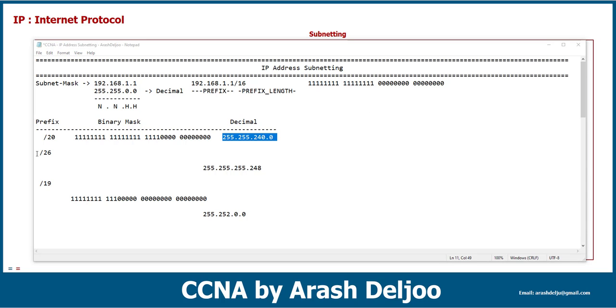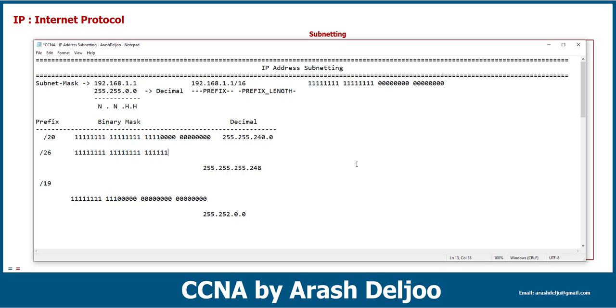Let me do the second example. In the second example, we have the prefix. Okay, the prefix is /26. This means that we have 26 bits of network. Because of that, in the subnet mask, we need to use 26 bits of one. Why? Because you know that each one represents one network bit in the IP address.